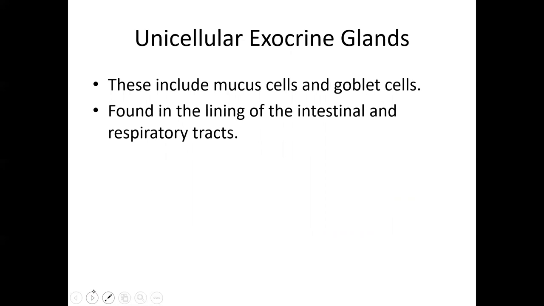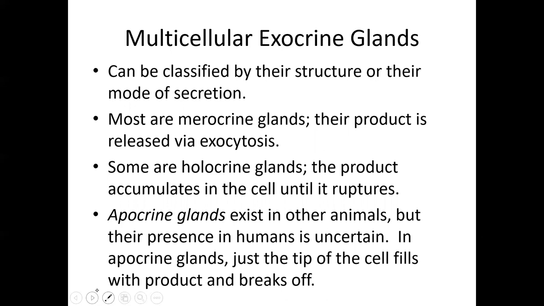Multicellular exocrine glands are classified by their secretion mode, sometimes by their structure. Most multicellular exocrine glands are merocrine glands, which means they release their product through exocytosis. Form a little vesicle, wrap it up, throw it out. Some of them are holocrine glands. Holocrine glands make a product, don't form a vesicle, don't throw it out, wait until that product builds up and then explode.